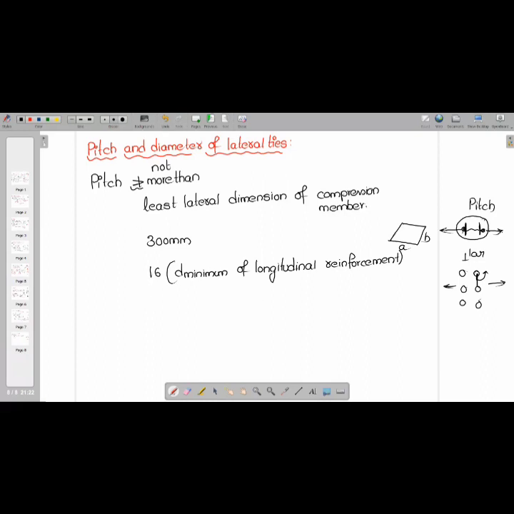Okay. So here this is known as pitch. Next one I would like to tell you here is the diameter, whatever the diameter they are using. Sir, what I am telling you is, suppose this is a bar.